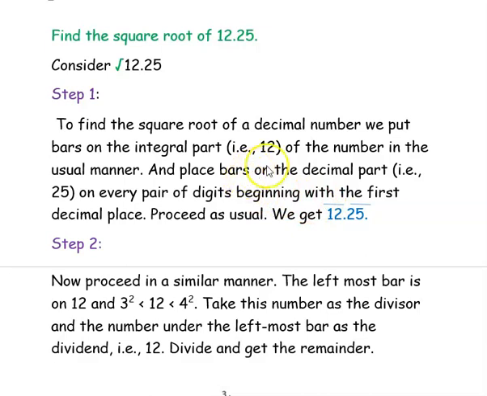Then you have to consider the decimal part. The number given in the decimal part is 2 and 5. So we have to start from the number near the decimal. So I have paired 2 and 5 and I have placed a bar over this 2, 5. Okay, so the first step is over. We have placed a bar over 2, 1 and a bar over 2 and 5.